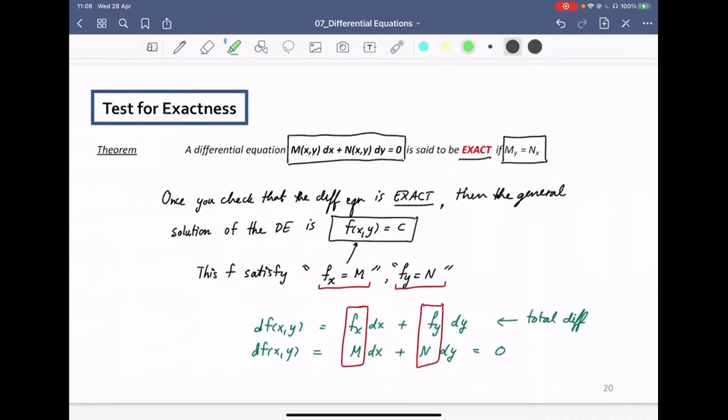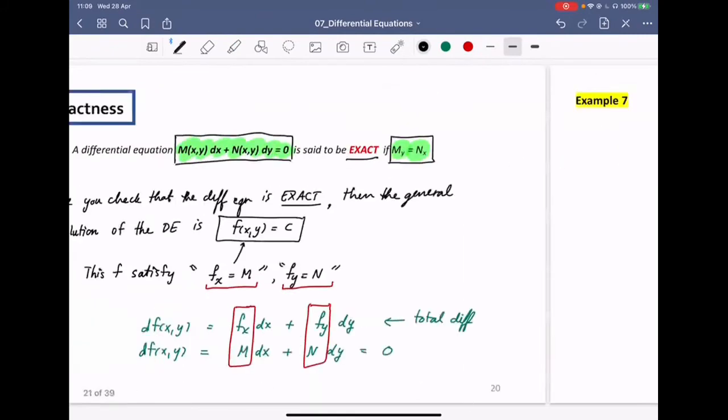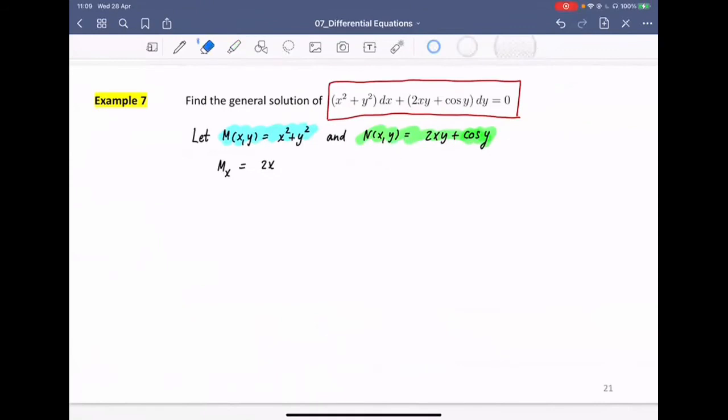The way we're going to check for an exact differential equation is, let's differentiate M with respect to y and differentiate N with respect to x. If they are equal to each other, this is exact. Okay, we're going to do it. Oh, sorry. That is M differentiated with respect to y. One more time. M differentiated with respect to y.